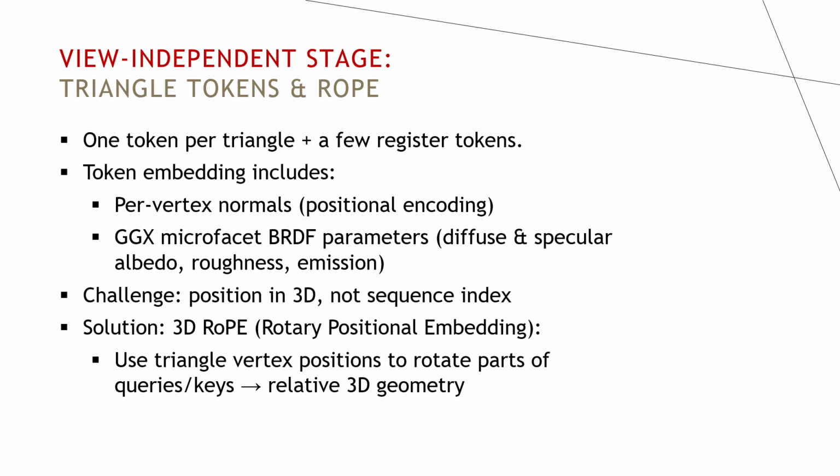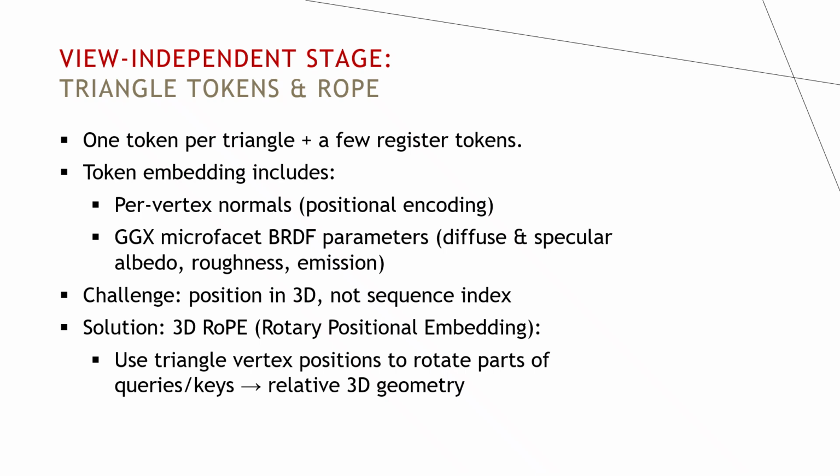GGX is a particular microfacet normal distribution used in physically based rendering. It models how tiny, mirror-like microfacets are oriented on a rough surface, giving more realistic tail behavior than older distributions like Beckmann, especially for grazing angles.